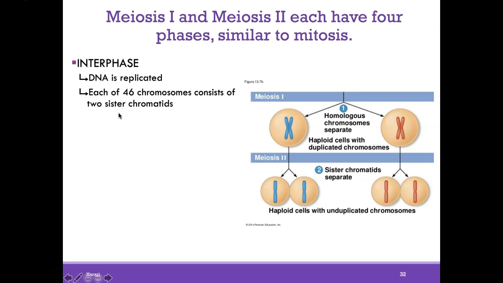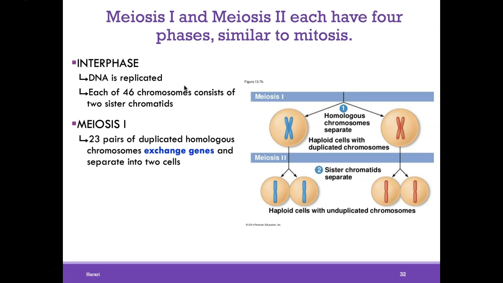First, the diploid cell must undergo interphase, where the cell is going to grow, produce proteins, get ready, make sure the environment is right. So the DNA will be replicated, and each of the 46 chromosomes will consist of 2 sister chromatids. So we technically have 92 sister chromatids, 92 chromatids total.